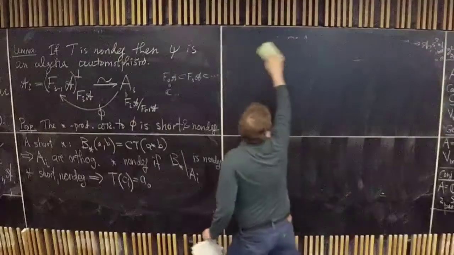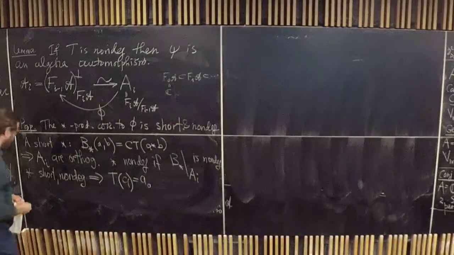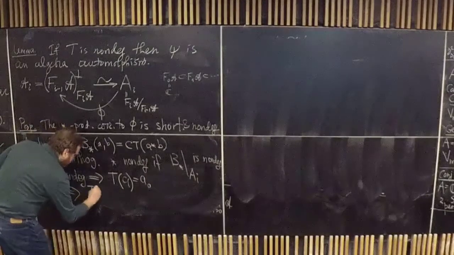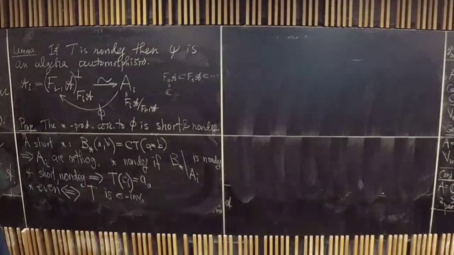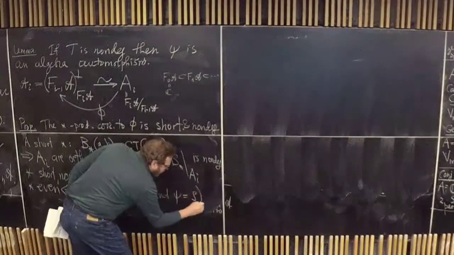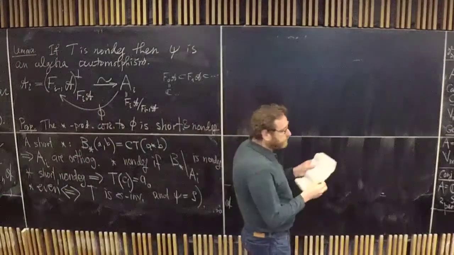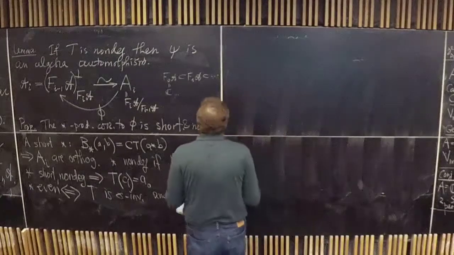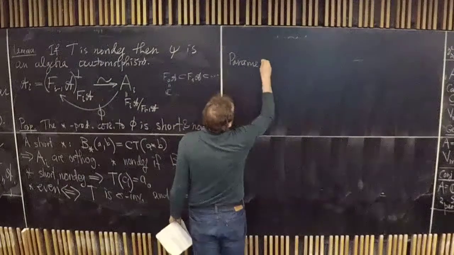So maybe I should also say what it means to be even for this star product. Star is even if and only if T is sigma invariant, so here it's S invariant, and this sigma invariant and psi equal S. So this is what it means to be even. I have to finish, so let me explain why this is good. Well, because this tells us what the parameters are for short non-degenerate star products.